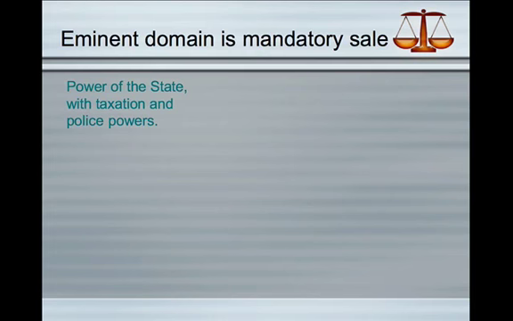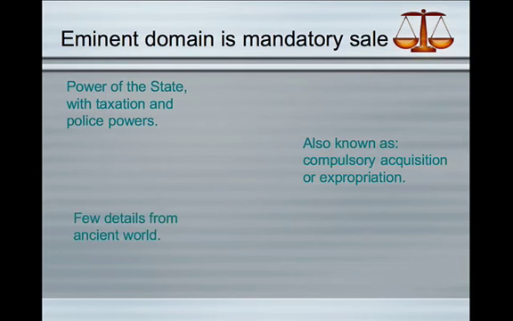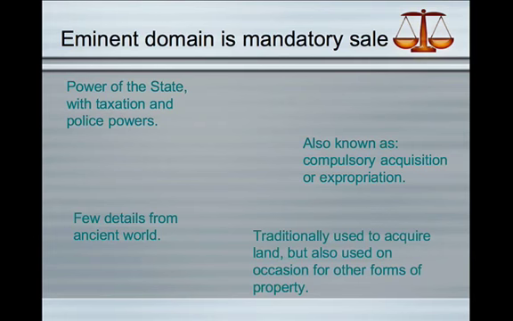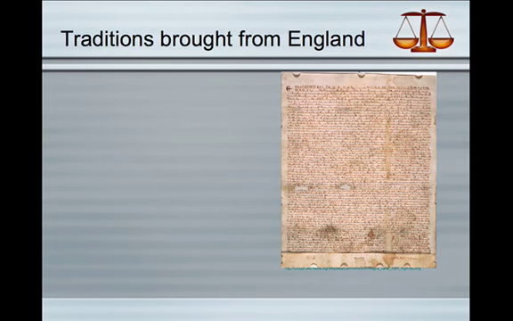All right, so eminent domain is pretty much just mandatory sale. It's the power of the state, along with taxation and police powers. It's also known as compulsory acquisition or expropriation in other countries. And there's few details about the system of eminent domain from the ancient world, probably just because people in power just took what they wanted back then. It's traditionally used to acquire land, but it's also on occasion used for other forms of property.